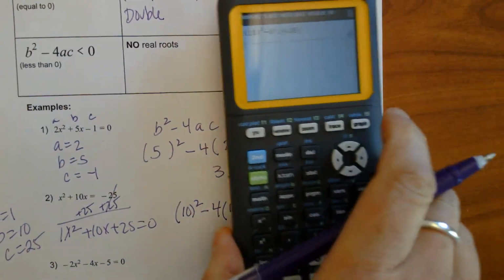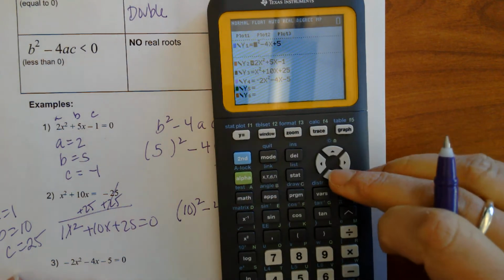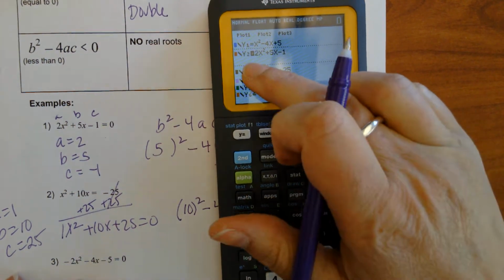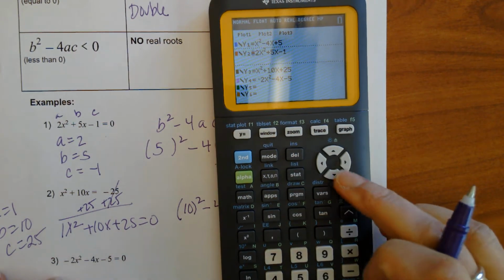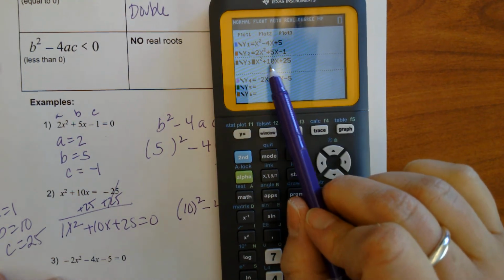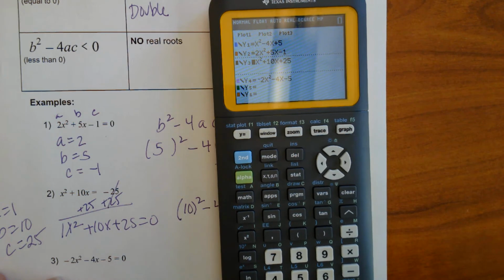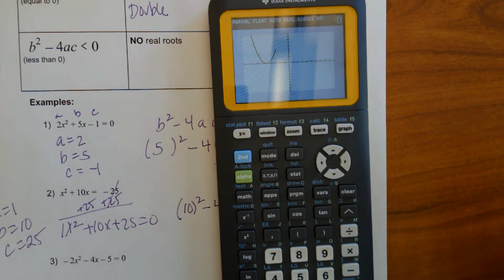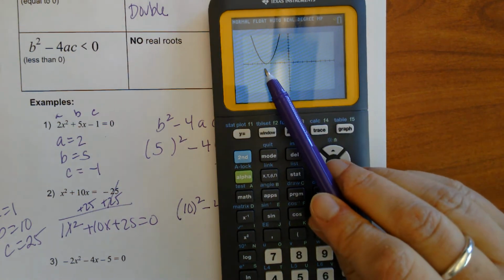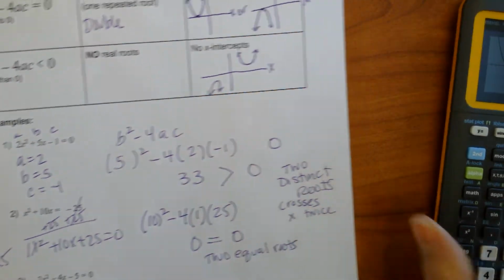So let's see what it looks like. Let's go to y equals. I'm going to put my little black box on the one I was just on and press enter. That takes the black box away. And let's notice x squared plus 10x plus 25. I'm going to press enter so that has a black box on it. Let's graph and it should, ooh, look at that. It touches once right there. Awesome.